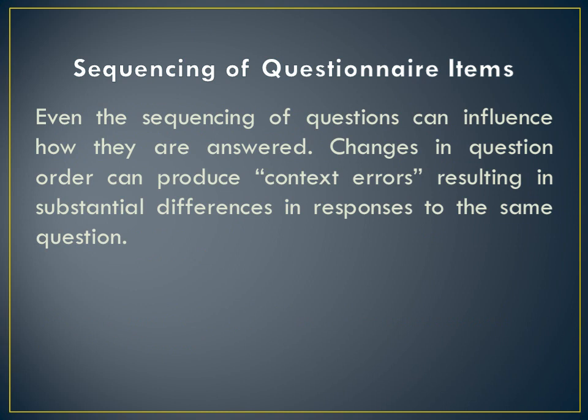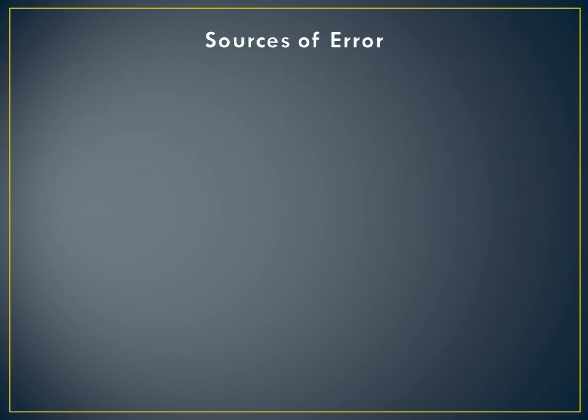Sequences of questionnaire items. Even the sequencing of questions can influence how they are answered. Changes in question order can produce context errors, resulting in substantial differences in responses to the same question. Sources of error. Before continuing with the outline of the procedures for developing a questionnaire, it may be worthwhile to consider some of the types of questionnaire error not already discussed.